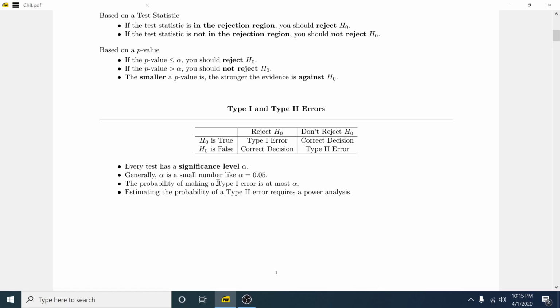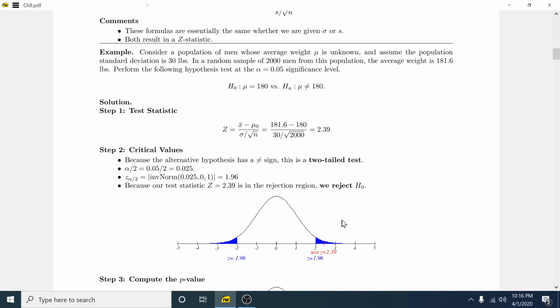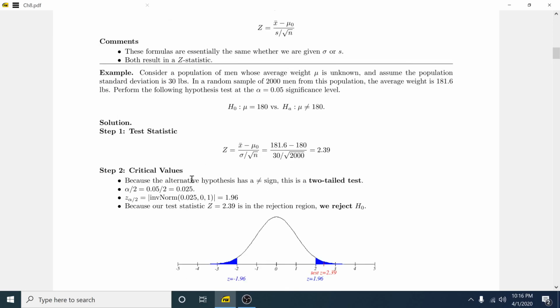So let's just kind of summarize this by saying the probability of a type 1 error is small because it's at most alpha, and alpha is a small number. The probability of a type 2 error could be big. And now, with those points in mind, let's actually think about what we've done on these hypothesis tests to see why we are allowed to reject H naught, but we're not allowed to accept H naught. So let's actually look at this example again real quick.